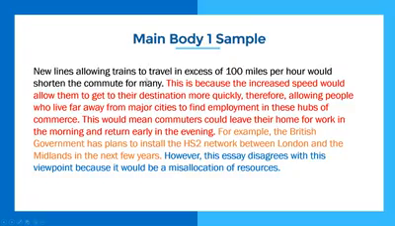So in black, this is a topic sentence, and this is just saying to the reader, this is what I'm going to talk about. This is the main theme, the main topic of the whole paragraph. And then this bit in red is explaining what this means in relation to the question. And then this bit in orange is an example to help support this idea. So for example, the British government has plans to install the HS2 network between London and the Midlands in the next few years.